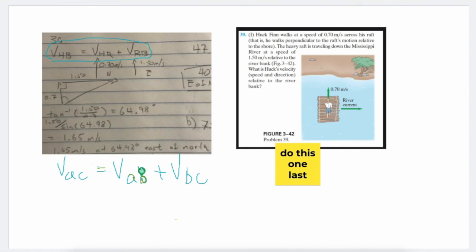And so in Huck Finn's case, as we can see in my so beautifully written work, I labeled it as H, which is Huck, B, which is the riverbank, and R, which is the raft. Since you're trying to figure out Huck's velocity relative to the bank, you're trying to figure out V of HB, which is equal to the sum of V of HR, Huck relative to the raft, plus V of RB, the raft relative to the bank.